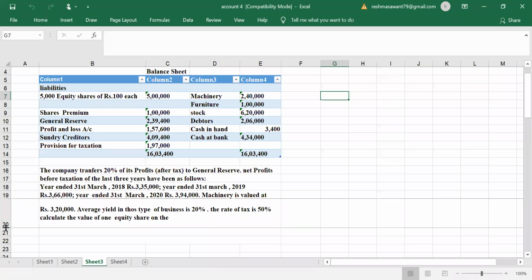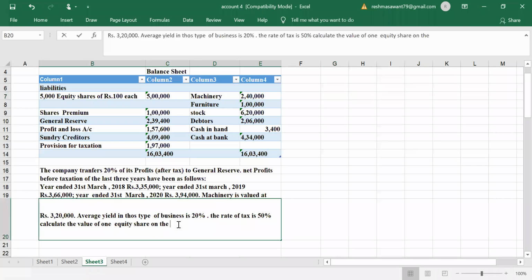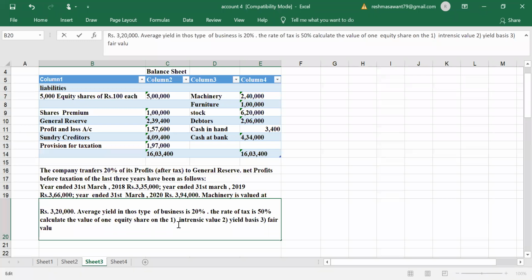There are no headings given, so write them. One equity share on first point, intrinsic value. Second one, yield worth or yield basis. And last one, third, fair value method.